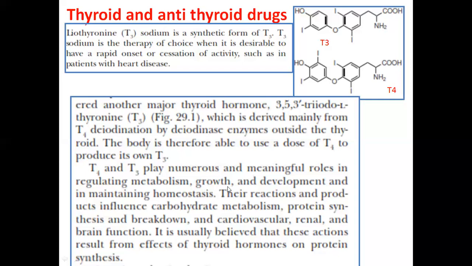T4 and T3 play roles in metabolism regulation, growth, and development, and influence carbohydrate metabolism, protein synthesis and breakdown, and cardiovascular, renal, and brain function. All these important functions are due to T4 and T3. T3 can be synthesized inside the body. T4 is supplied to the body, and later it gets converted to T3. If you want immediate action, a rapid onset of action, then we have to give T3.